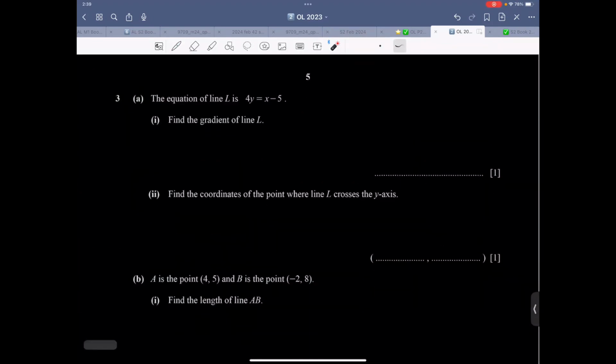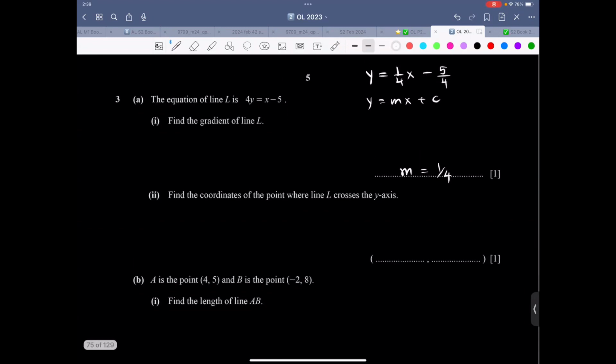Question number 3. It says the equation of a line is this much. Find the gradient of the line. First of all, we have to write it in the proper format. That is y equals 1/4 x minus 5/4. Then we compare it with y equals mx plus c. So therefore, the gradient, that is m, equals 1/4.